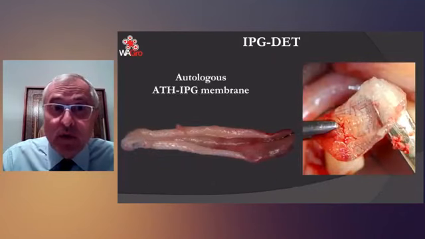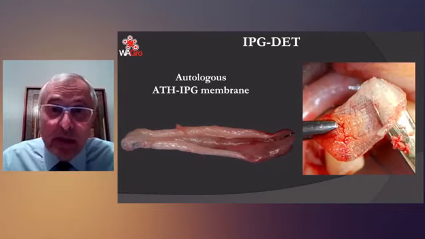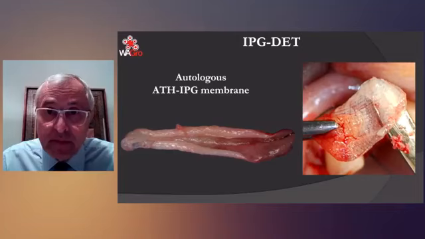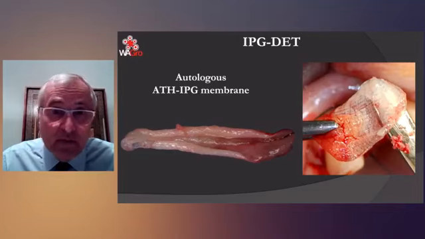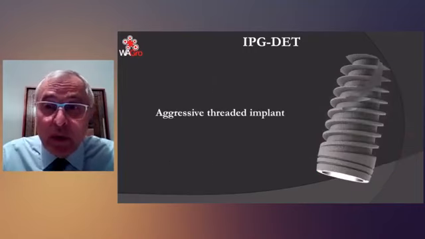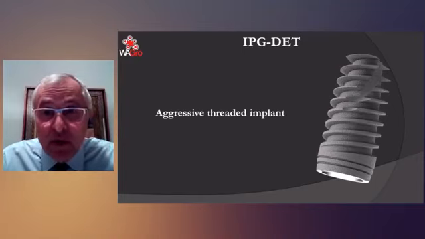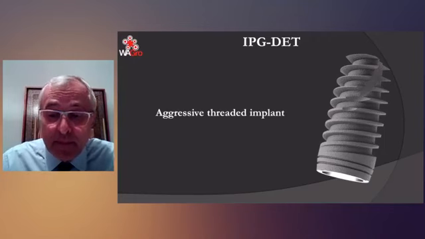We use the autologous ATH-IPG membrane that is very strong, as you saw before, to give the initial stability to the implants when we do not have enough bone to give the initial stability. Always we choose an aggressive implant. You know, the bone in the upper maxilla is not so good. So I prefer to have an aggressive implant and to use it like a screw.